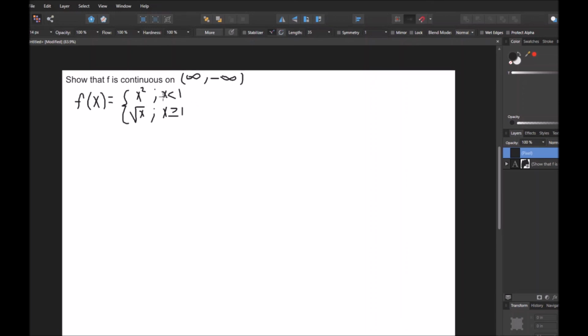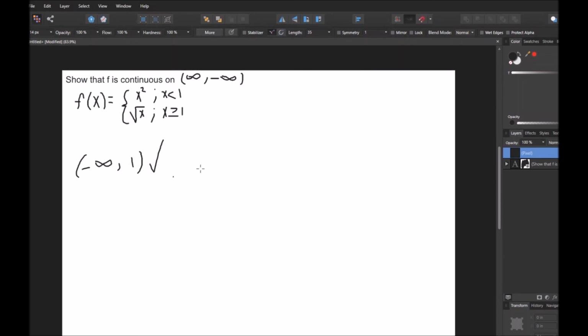So if we look at x squared, that's going to be x is less than 1. So that's going to be our negative infinity to 1 interval, basically. So we know that x squared is a polynomial, which is defined at every number in its domain. So there's nothing in the interval negative infinity to 1 that would make x squared undefined. So we know that yes, x squared is continuous from negative infinity to 1.